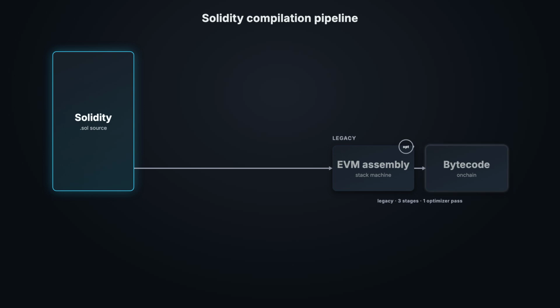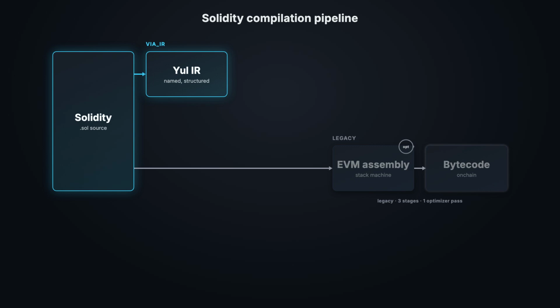3 stages, 1 optimizer, 1 pass. The via IR pipeline keeps the assembly stage and the assembly optimizer at the end, but it inserts 2 new stages in front. Stage 2 is Yul, an intermediate representation Solidity has had for years, originally as the language inside inline assembly blocks. Yul looks like a small, untyped, low-level language with named variables and function calls, and it is significantly easier to read than EVM assembly because it has not been flattened into a stack machine yet. The compiler translates your Solidity into Yul first, which is the IR step the talk is really about.